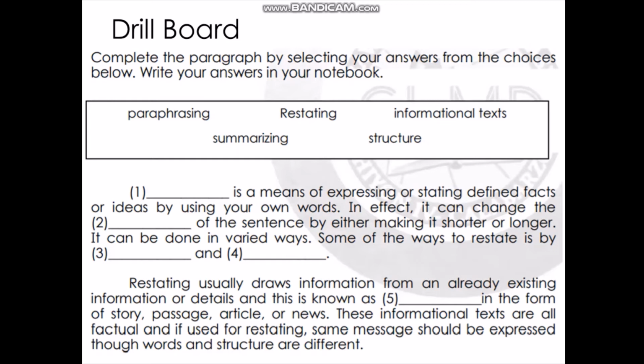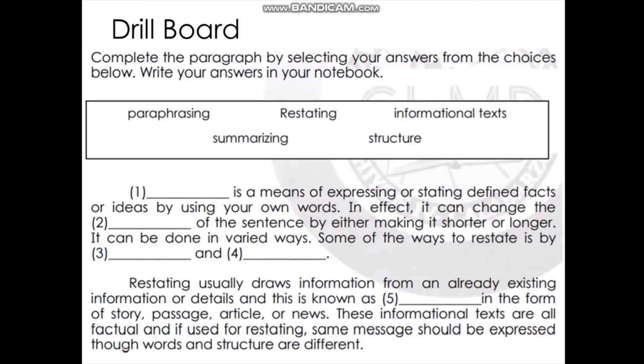Restating usually draws information from already existing information or details, and this is known as blank, in the form of story, passage, article, or news. These informational texts are all factual, and if used for restating, the same message should be expressed though words and structure are different. So if you're not yet done, click the pause button. If you're done, click the play button.